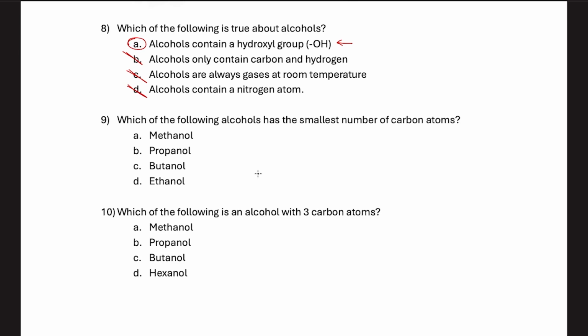Which of the following alcohols has the smallest number of carbons? I know you guys don't know naming, again, but for number of carbons, we already know the prefixes. Meth- only has 1 carbon, and so this has to be the smallest possible alcohol ever, right? Not even just on these answer choices, just in general. And so our answer choice is A. Which of the following is an alcohol with 3 carbon atoms? Your prefix for 3 carbons is prop-. And so propanol would probably be the answer choice.